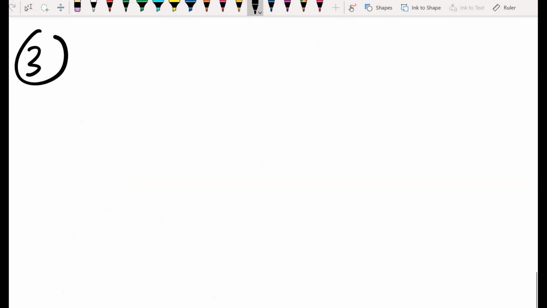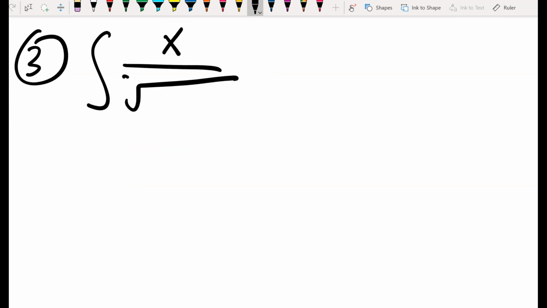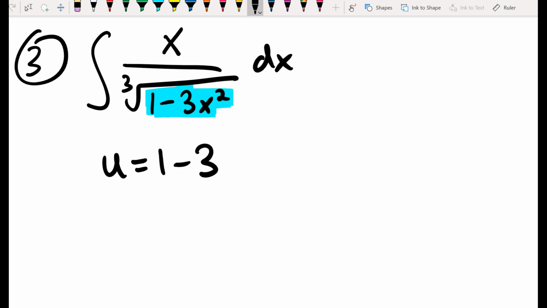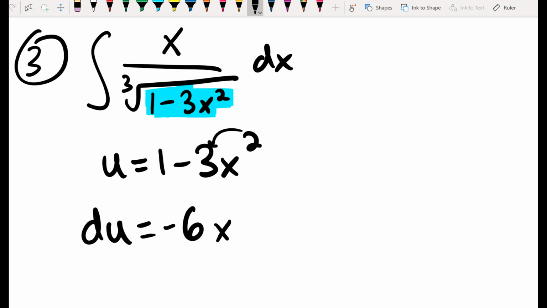So for number 3, something a little bit tougher to look at, I have x over the cube root of 1 minus 3x squared dx. Now there's, again, really only one candidate for you. It looks like all that ugly stuff in the bottom right there. So whatever you want to get rid of to make your life easier, that's who u is going to be. Again, if I take the derivative, I get du equals, if I bring down that exponent, negative 6x to the first dx. And I ask myself, what do I still need to get rid of?